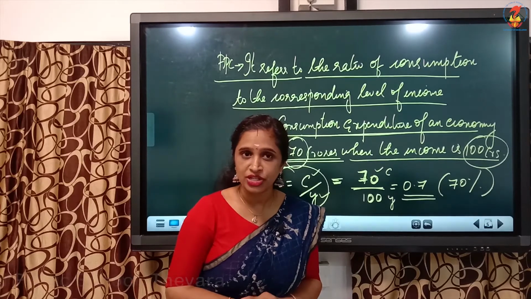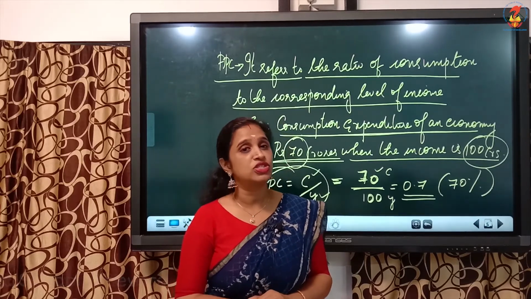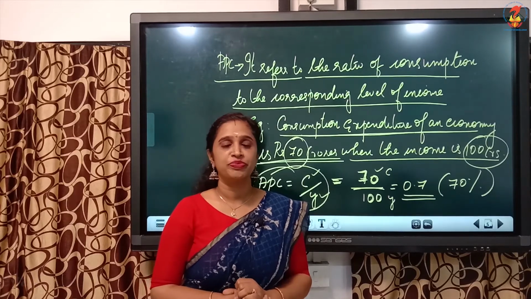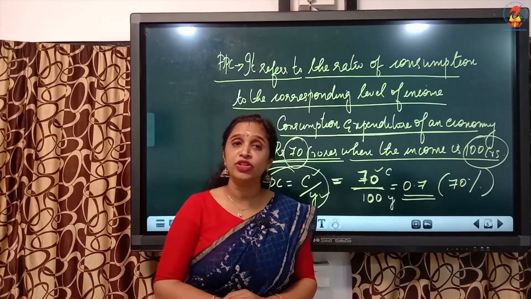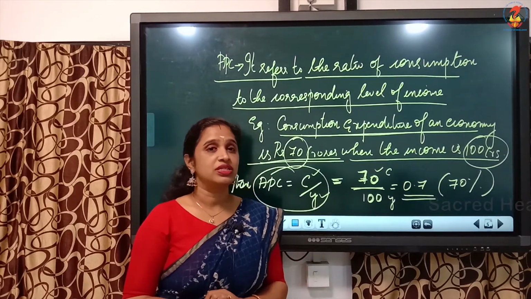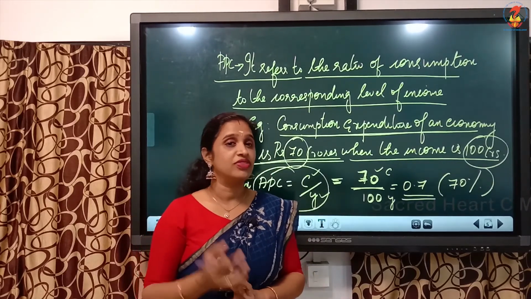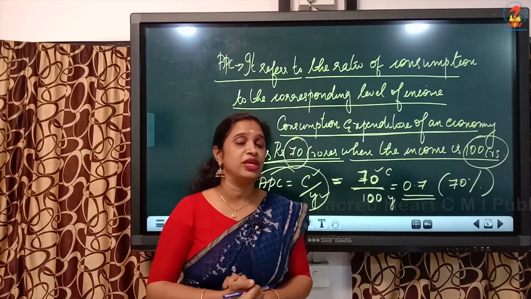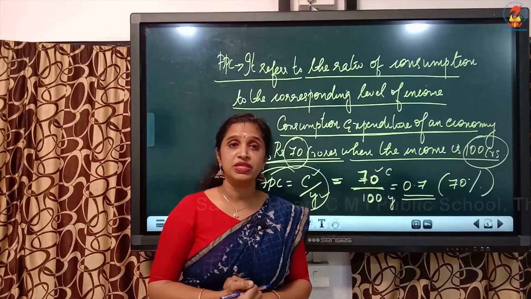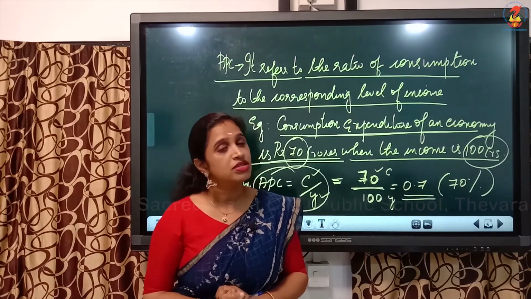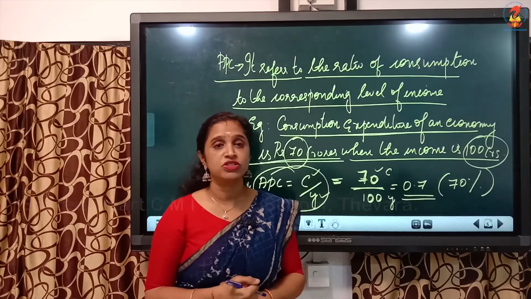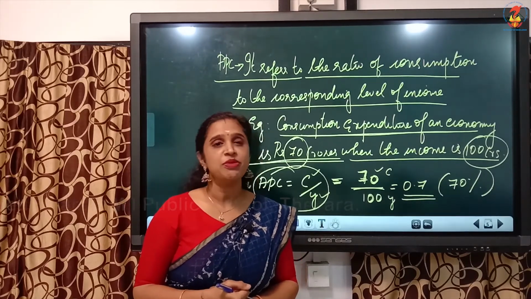I hope it is clear to you. So, average propensity to consume is the ratio of consumption to the income. At a particular level of income in the economy, how much is consumed by the people. So, it is C by Y. If the income level is 100 for an economy and if the consumption expenditure of an economy is 70, what is APC? APC is C by Y, 70 by 100, which is equal to 0.7. In terms of percentage, it is 70%.